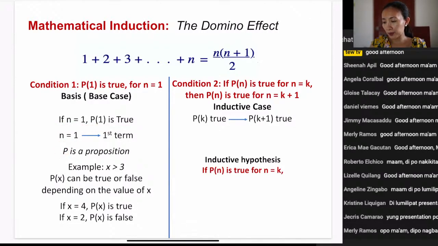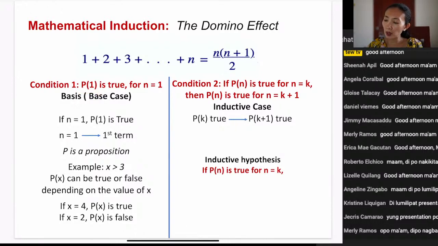P here is a proposition. An example of a proposition, P of x, is the statement x greater than 3. Your proposition could take two values. Remember that from your previous sessions? It could either be true or false, depending upon the value of x. For instance, we consider the statement x is greater than 3. P of x could either be true or false. If x is 4, then P of x is true because 4 is greater than 3. If x is 2, then P of x is false. So condition number 1, P of 1 is true for n equal to 1.